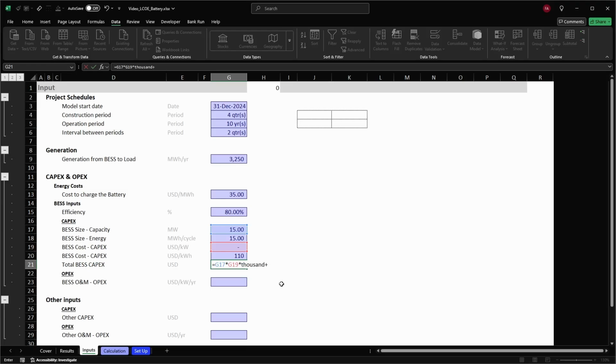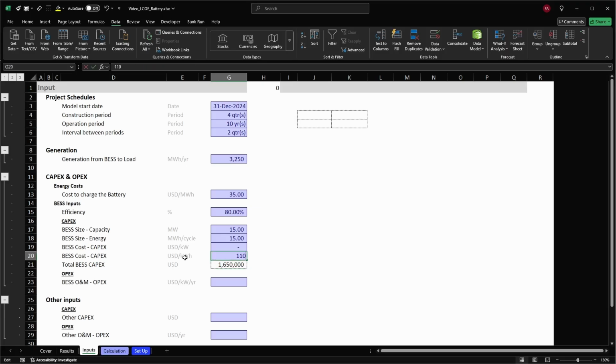And then I'm going to say plus, we have to add now the energy component, which is going to be the total capacity per cycle times the price per cycle. And of course, there's a different unit. So we have megawatt hour and kilowatt hour. So we also have to multiply by 1,000. There we go. I'm going to press enter. And this is the total price for the battery system we have over here.